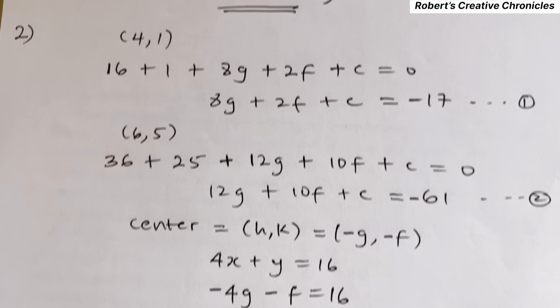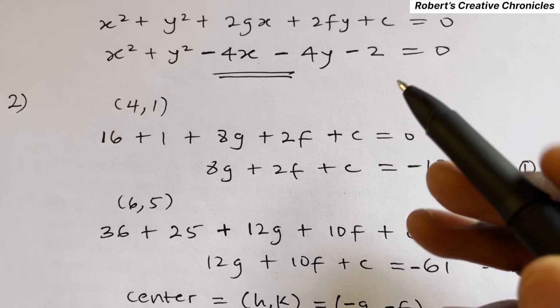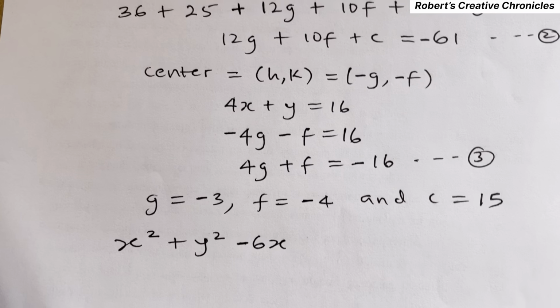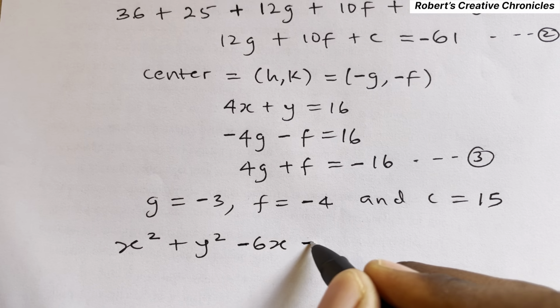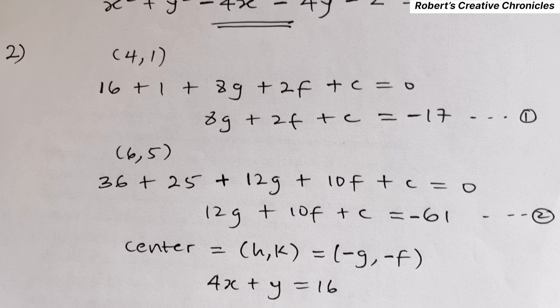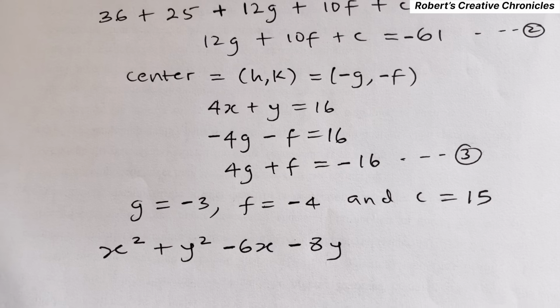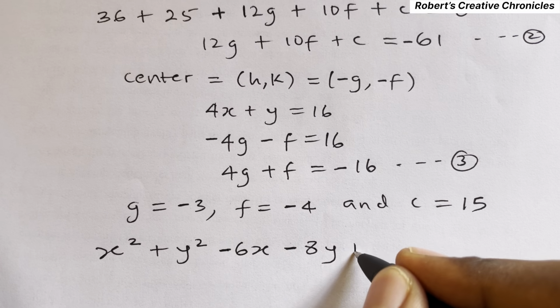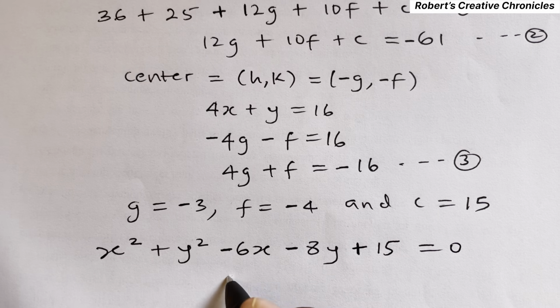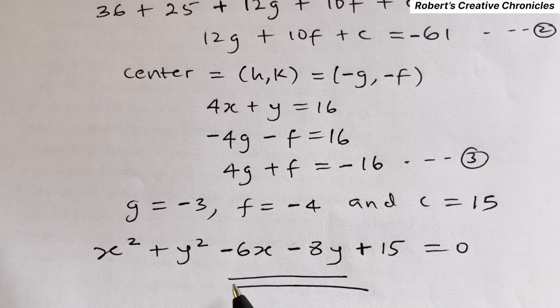Then f is negative 4. We'll substitute f here also. It will be 2 times negative 4, which is negative 8y. Then plus c. And c is 15. So it's plus 15 equals 0. And this is the equation of the circle for exercise 2.